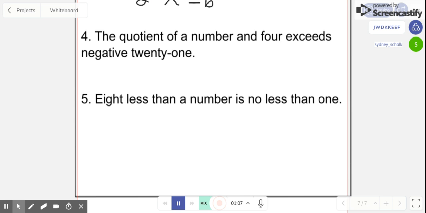All right, number 4 says the quotient of a number and 4 exceeds negative 21. Well, quotient means that we're going to divide our number by 4. So we have x divided by 4, and it's going to exceed negative 21. That means it has to be greater than negative 21. The last one, 5, says 8 less than a number is no less than 1. 8 less than a number, that means we're taking 8 away from a number, x minus 8, and if it's no less than, it has to be greater than or equal to 1.